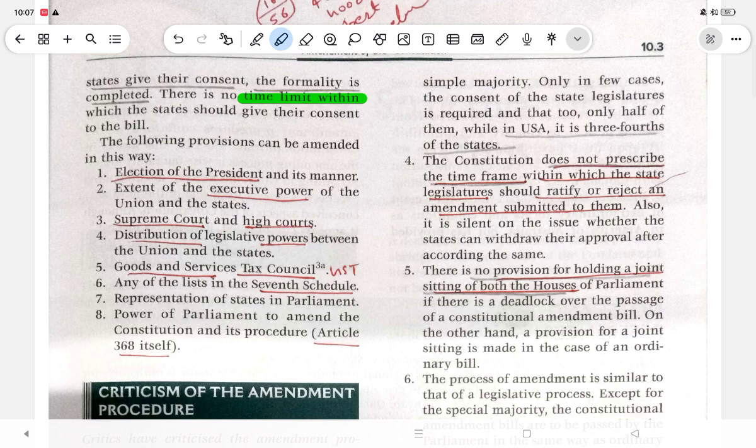The following provisions can be amended in this way. First, election of the President and its manner. Second, extent of the executive power of the Union and states. Third, the Supreme Court and the High Courts. Fourth, the distribution of legislative powers between Union and states. Fifth, the Goods and Services Tax Council. Sixth, any of the lists in the Seventh Schedule. Seventh, the representation of the states in Parliament. Eighth, the power of Parliament to amend the Constitution and its procedure, that is Article 368 itself.